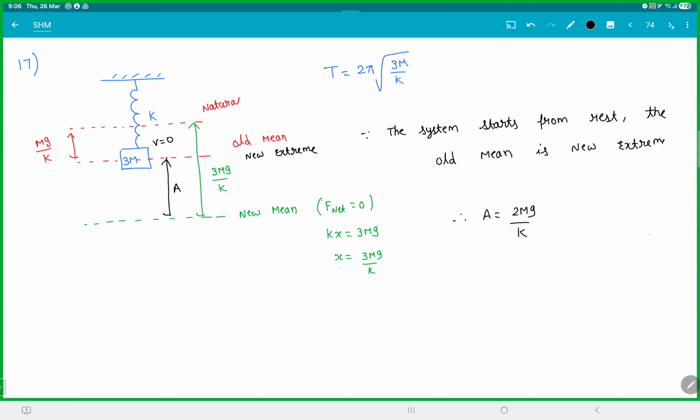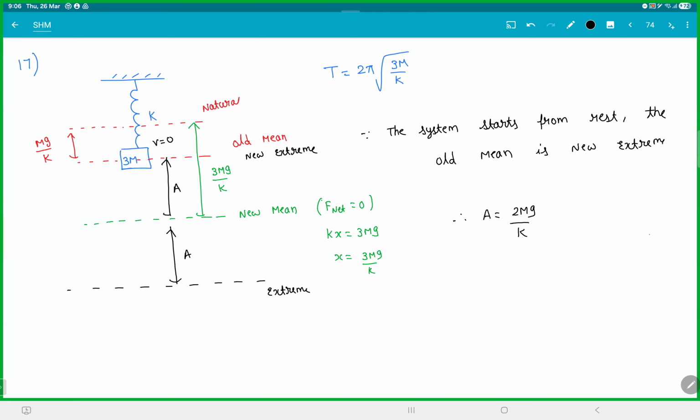Clear with us? Suppose if they ask this question, how much more it will travel, we can even say that. So it will travel amplitude A more. This will be the other extreme position. So the maximum elongation of the spring will be 3mg by k plus 2mg by k, 5mg by k.